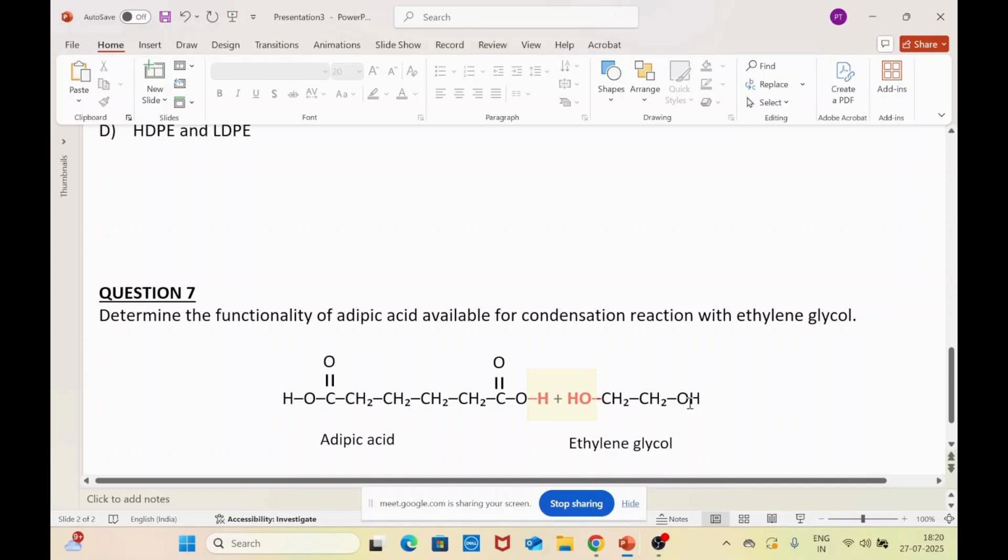So for either of them, either adipic acid or ethylene glycol, the functionality available for condensation reaction with respect to the other one in this case is going to be 2. However, that may not always be the case.